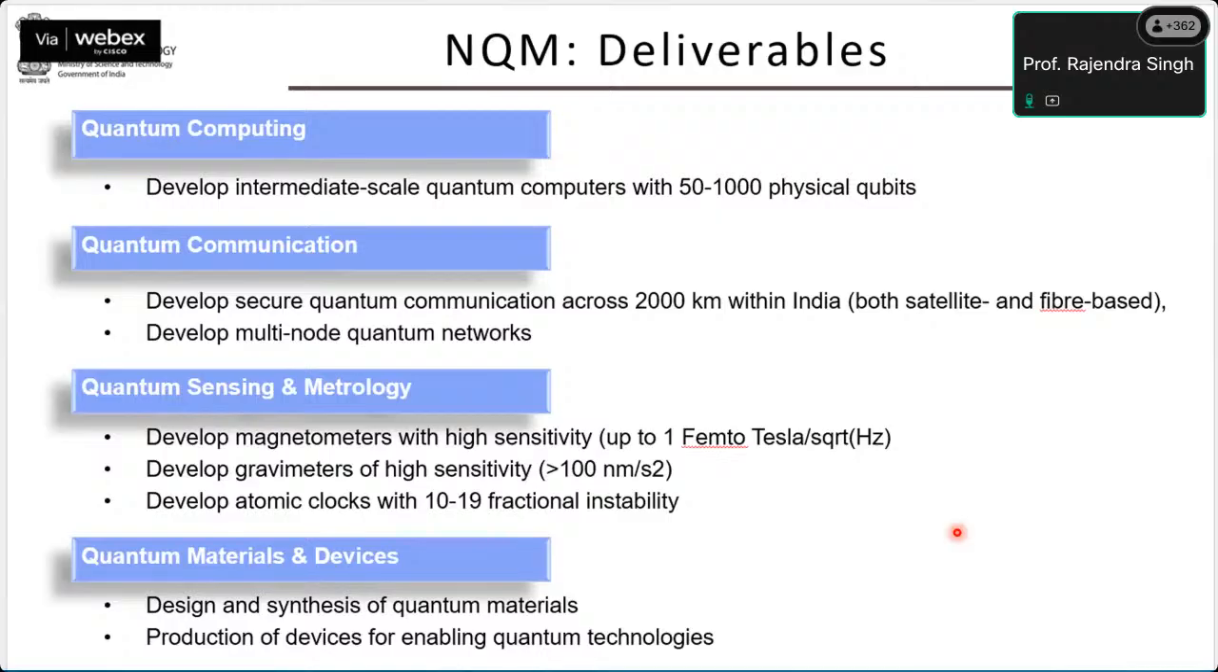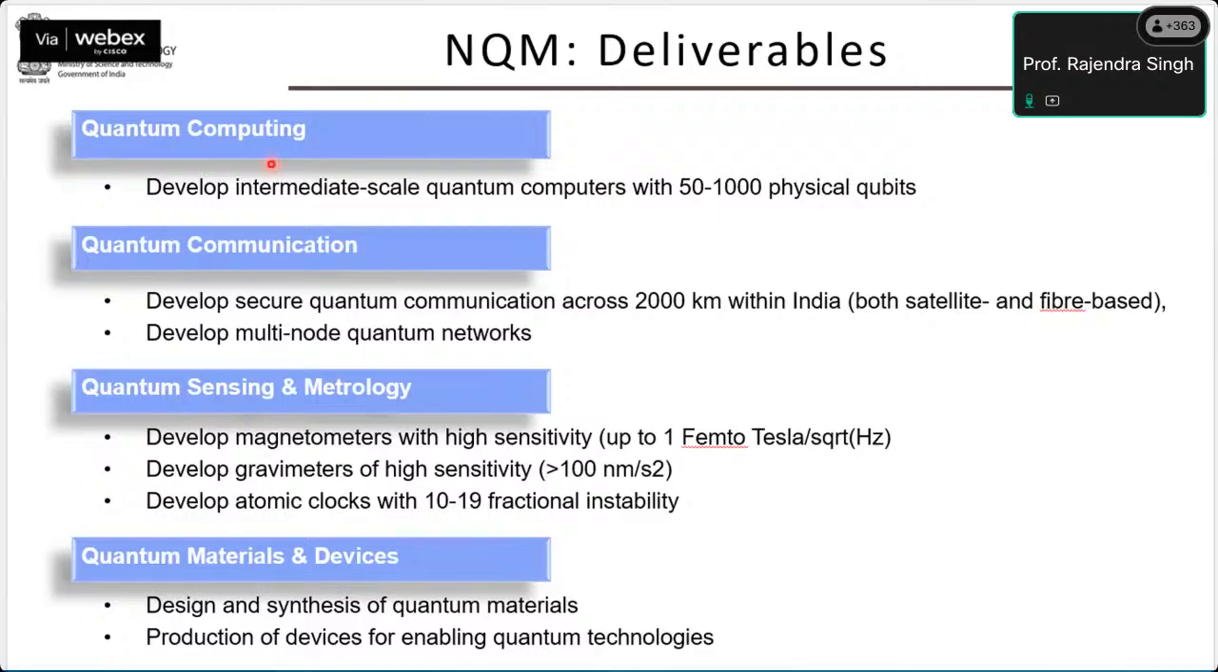Here is one very important thing which I would like to emphasize to all the participants: this National Quantum Mission is based upon deliverables. What are the deliverables we are going to provide? It is not only blue sky or open ended research where we are looking primarily into high impact factor publications. That is also promoted, but more emphasis is on the deliverables.